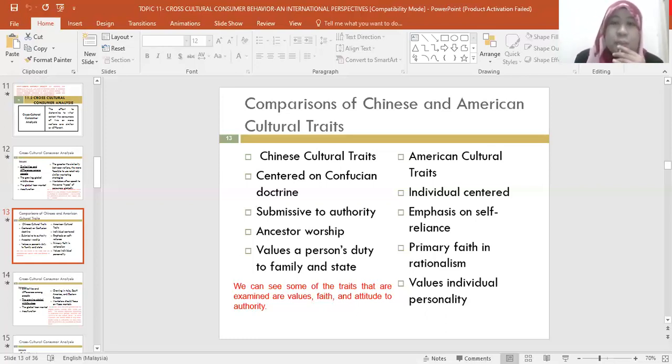And then they value the individual personality, because we are talking about the individual personality from one to one. Because if you do and perform better, people will appreciate you because people see your capability. Okay, all right. So we're moving to the next one.